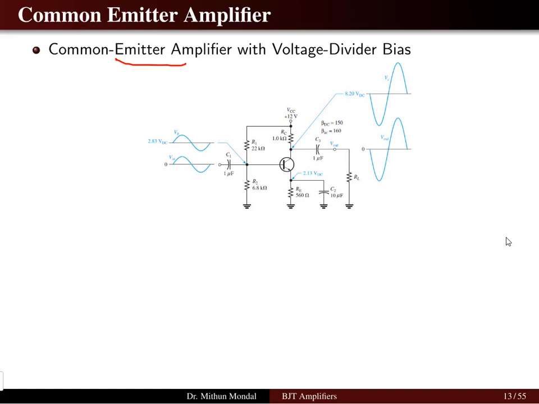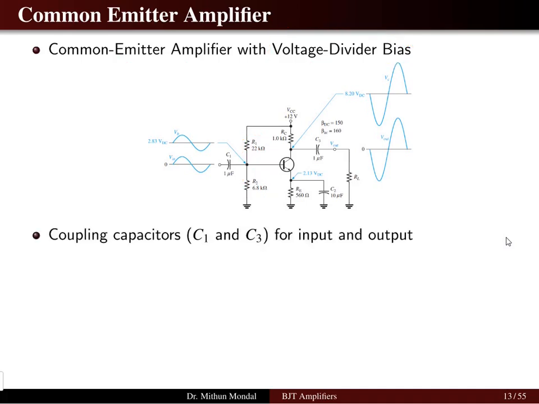So the common emitter amplifier we are taking in the form of voltage divider biasing. Now what is voltage divider biasing? Here we have resistor R1 and resistor R2 connected on the base side. So these act as a voltage divider.